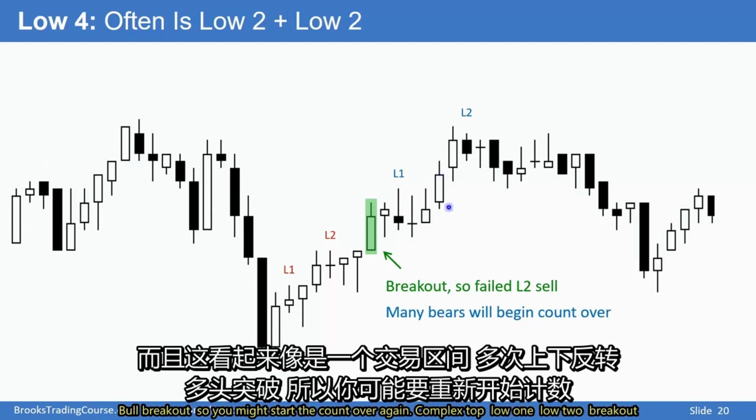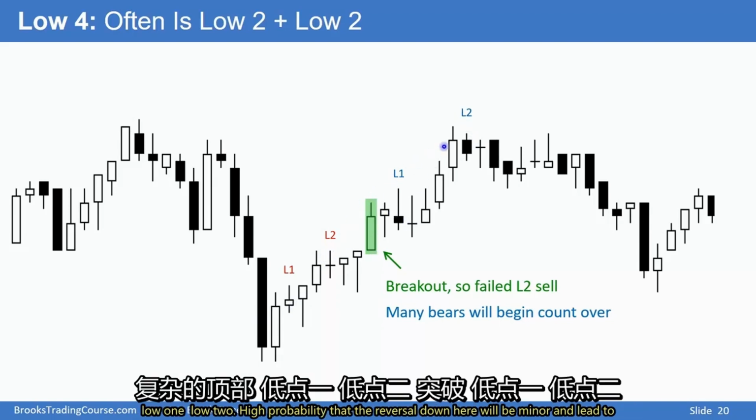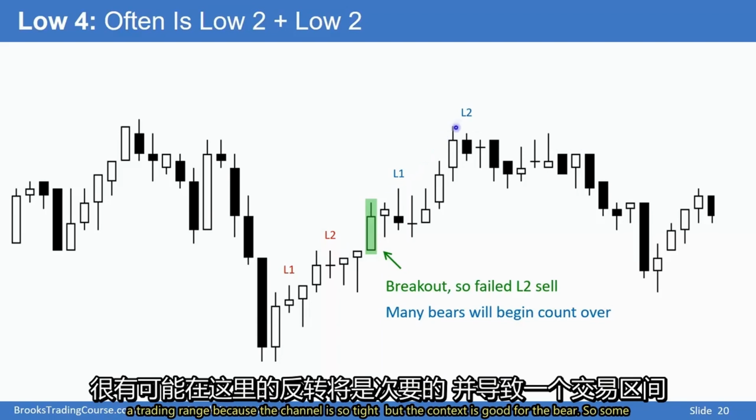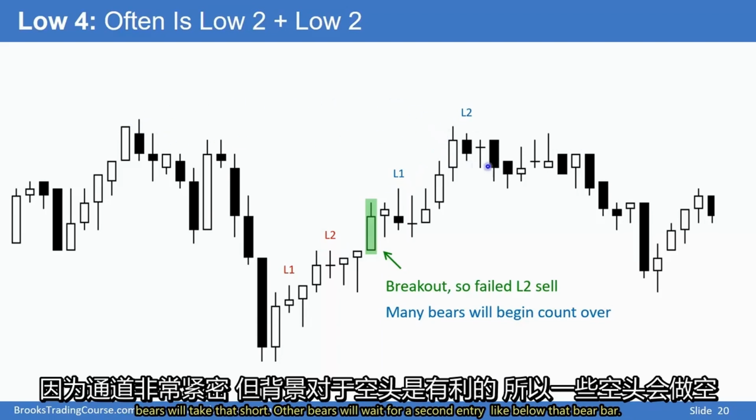Bull breakout, so you might start the count over again. Complex top, low 1, low 2. Breakout, low 1, low 2. High probability that the reversal down here will be minor and lead to a trading range because the channel is so tight, but the context is good for the bears, so some bears will take that short.